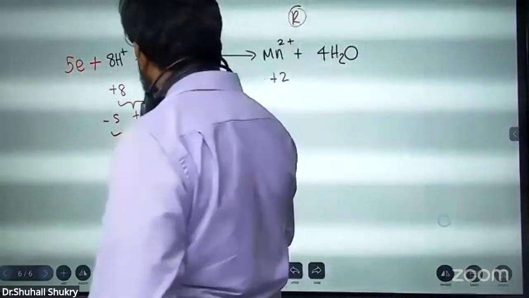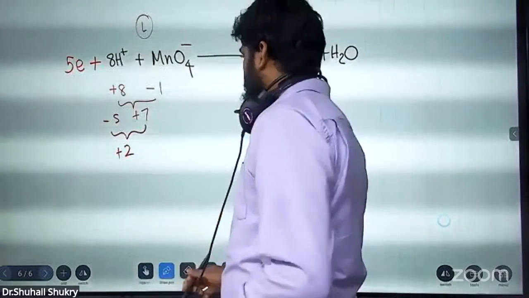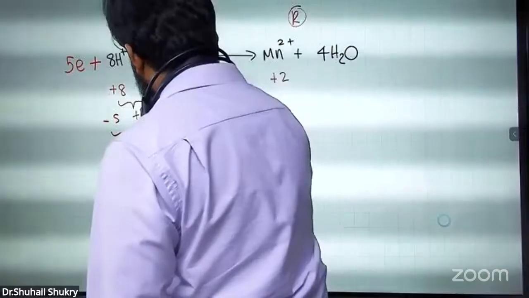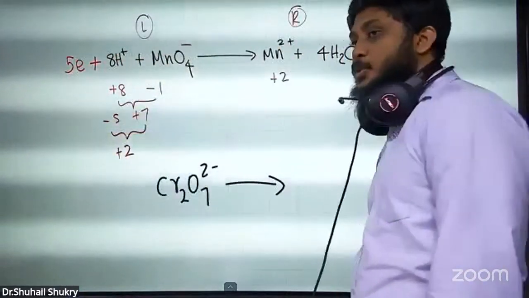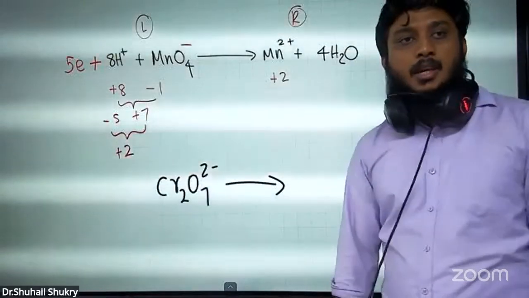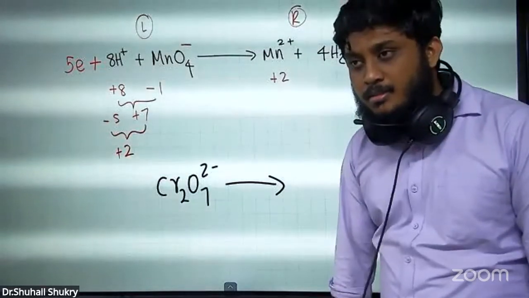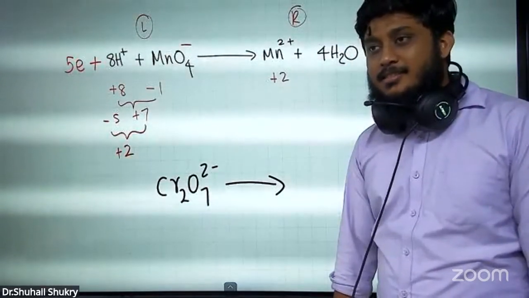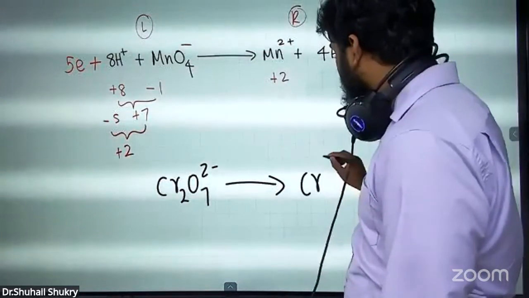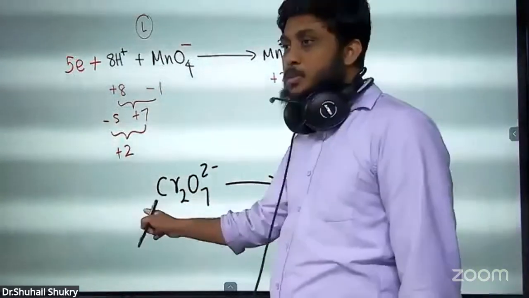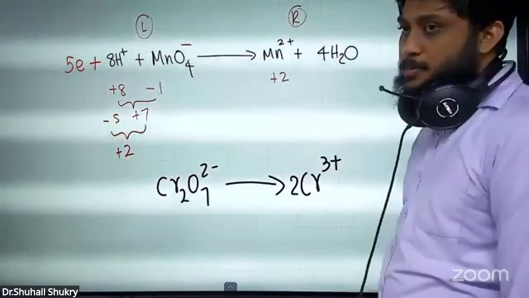Second one, we'll say, wait. Now, if I put Cr2O7 2 minus, this Cr2O7 2 minus will go to which one? Come on, speak. Cr, Cr3 plus. So I have to balance the number of chromium. Here, two chromiums are here. Therefore, I have to put two chromiums here.